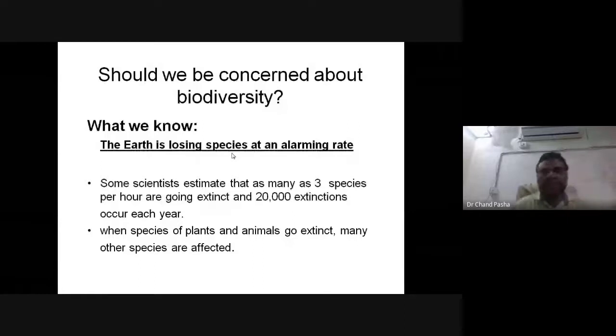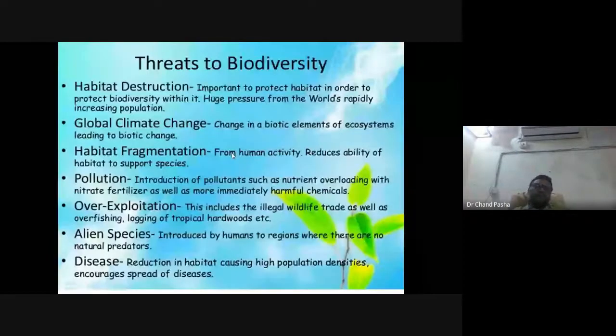So biodiversity is very important, but now there is a huge threat to biodiversity. For every hour, it is estimated that we lose 3 species. So it is a high loss for biodiversity. What are the reasons basically? Threats to biodiversity.